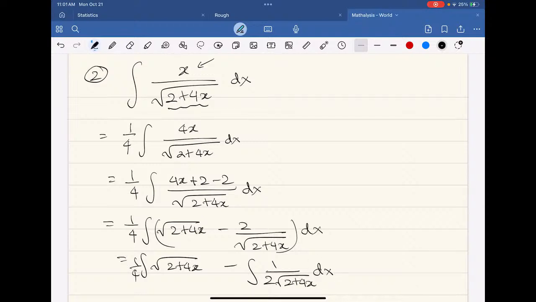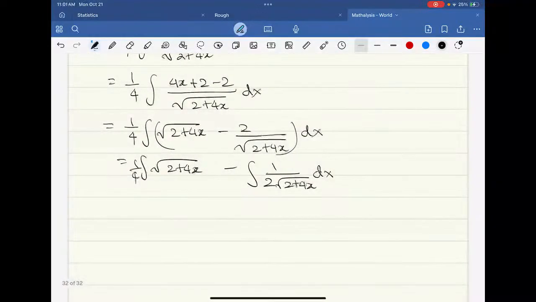Now after this, we know that the integral of some power, x to the power n, will just be x to the power n plus 1 by n plus 1, right? Let's see. Using that, we get 1 by 4.